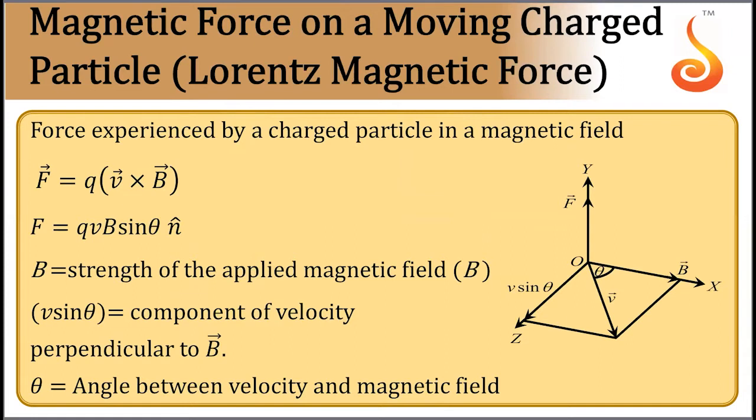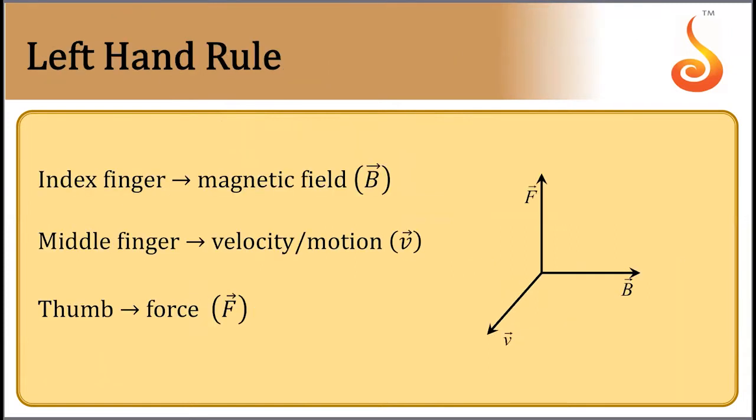We'll move on to the next. The direction of force is given by the left hand rule. If we stretch the first three fingers of the left hand such that they are mutually perpendicular to each other, then if the index finger points in the direction of the magnetic field, the middle finger in the direction of velocity, the thumb gives you the direction of force. Make a note of it. Magnetic force is given by Fleming's left hand rule.